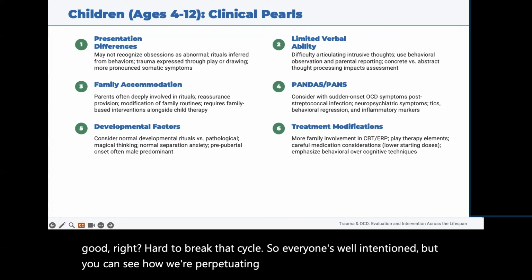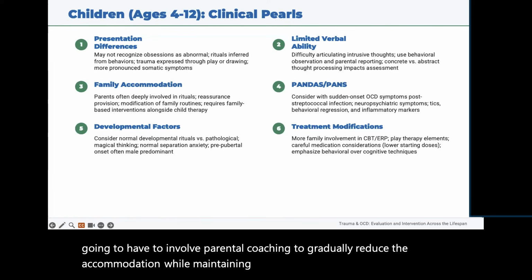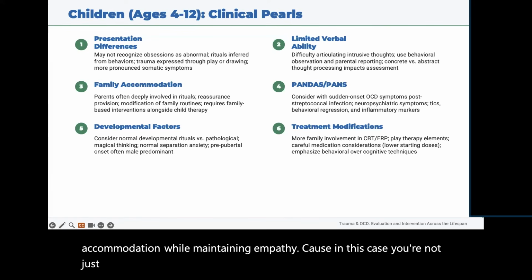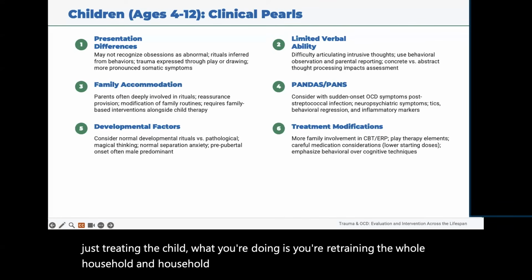So treatment in this case is always going to have to involve parental coaching to gradually reduce the accommodation while maintaining empathy. Because in this case, you're not just treating the child. What you're doing is you're retraining the whole household. And household means all the people that live there.